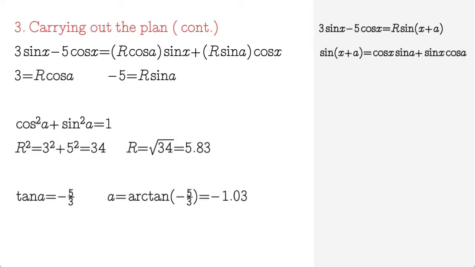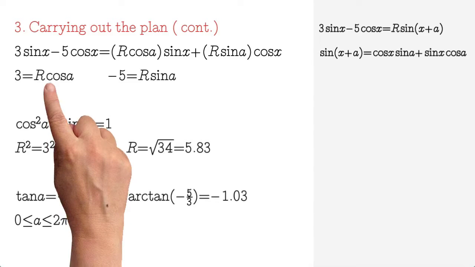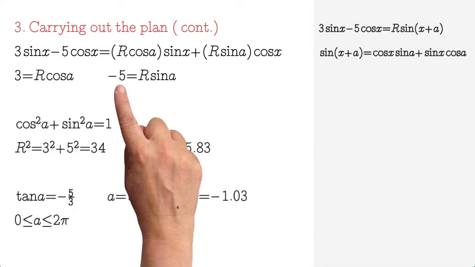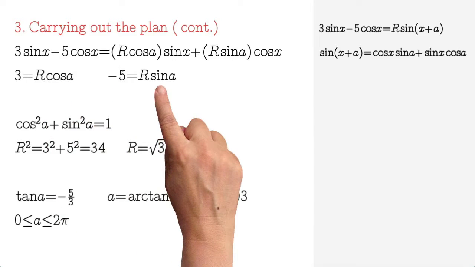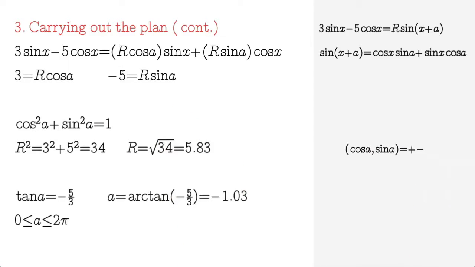But this is not the value we are looking for. The problem said that a should be between 0 and 2 pi. Let's take a closer look at where our angle is. According to our two equations here, the cosine of a is positive, while the sine of a is negative. Let's write it here. And let's draw a coordinate system.